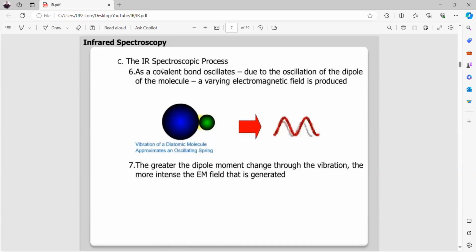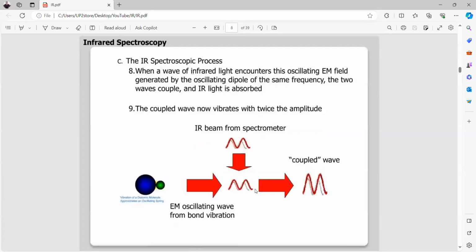In the IR spectroscopic process, a covalent bond oscillates, causing the dipole of the molecule to oscillate, and a varying electromagnetic field is produced. So the vibration of the molecule, approximated as an oscillating spring, produces a vibration. The greater the dipole moment changes through the vibration, the more intense the electromagnetic field that is generated.